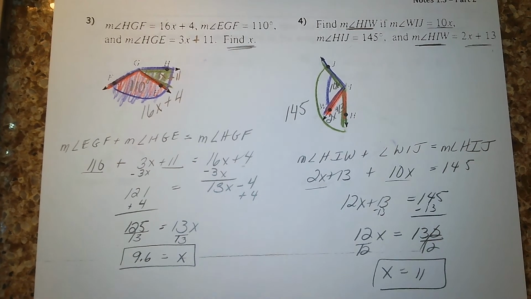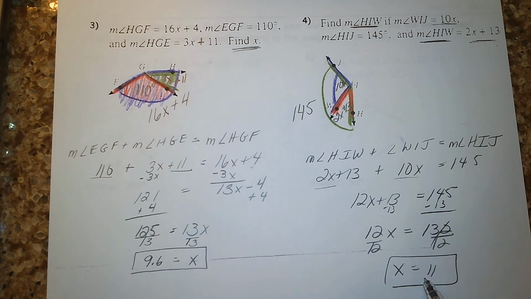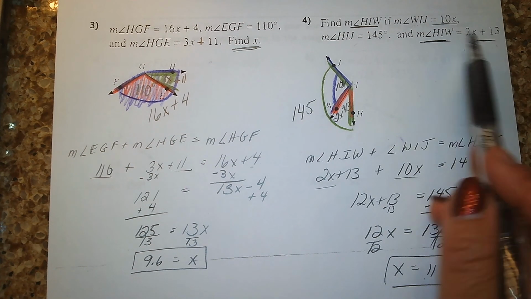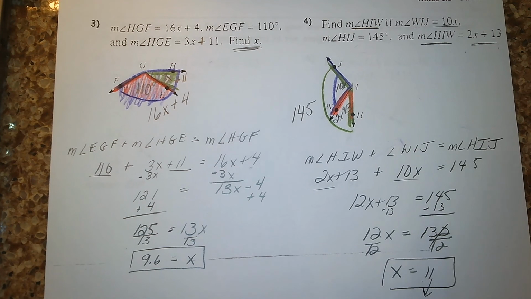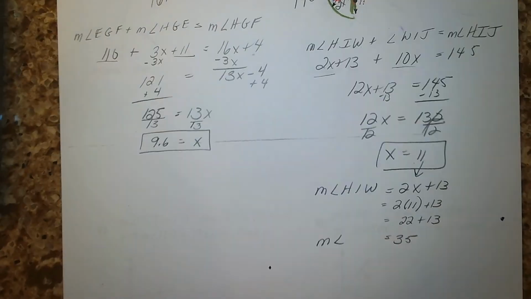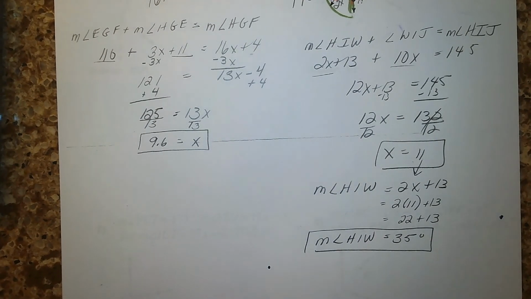Now, this question said to find HIW. We have to find this. So we are going to have to take that 11 and plug it back in for x up in this angle here. So the measure of angle HIW is equal to, we said, the 2x plus 13. So we're going to plug that in there. So 2 times 11 plus 13. 2 times 11 is 22, plus 13 puts us at 35. So the measure of angle HIW is equal to 35 degrees. And that's our final measurement for that one.